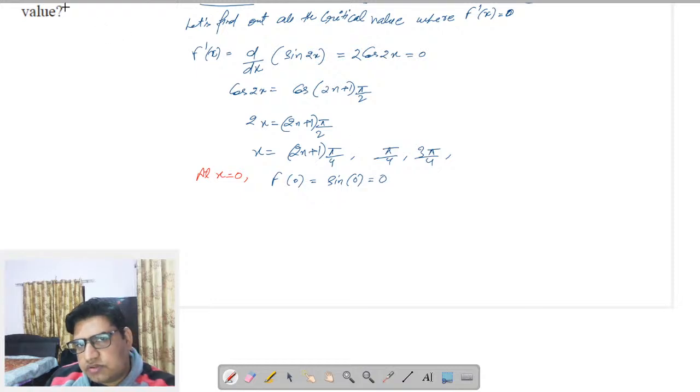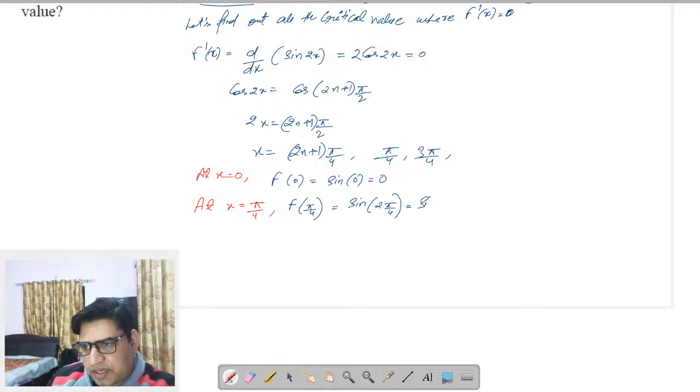Okay, so let's have x is equal to pi by 4. Alright, at x is equal to pi by 4, how much will that be? f(pi by 4), how much will f(pi by 4) be? Look, sin 2 into pi by 4, so that will be sin pi by 2, and sin pi by 2, as we know, is 1.